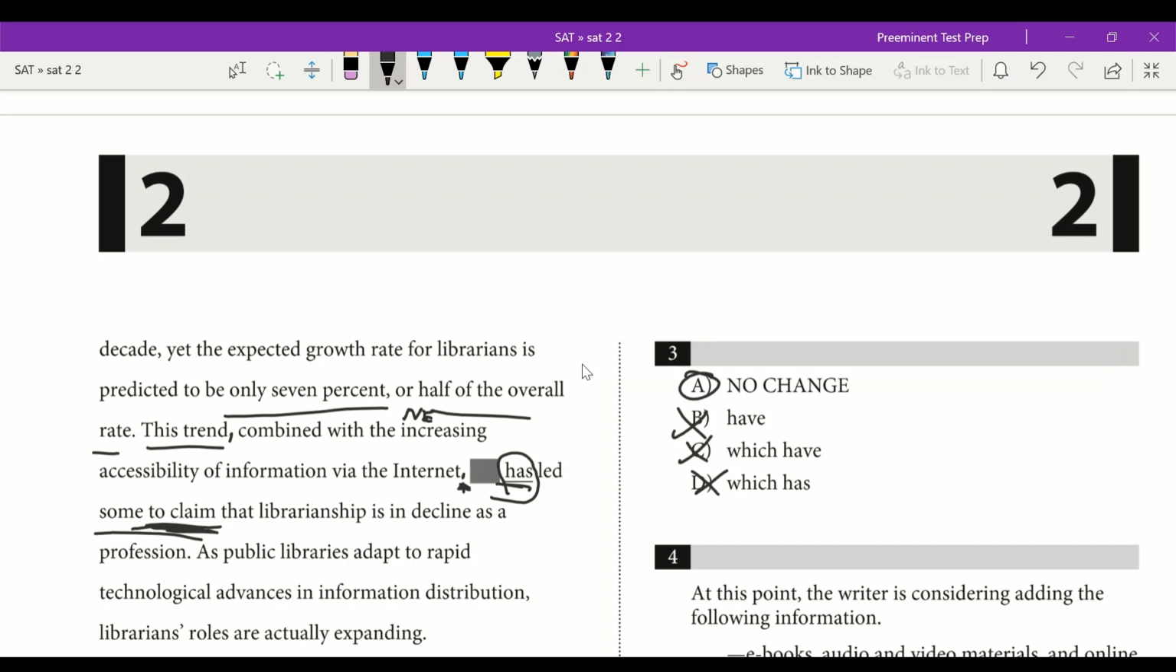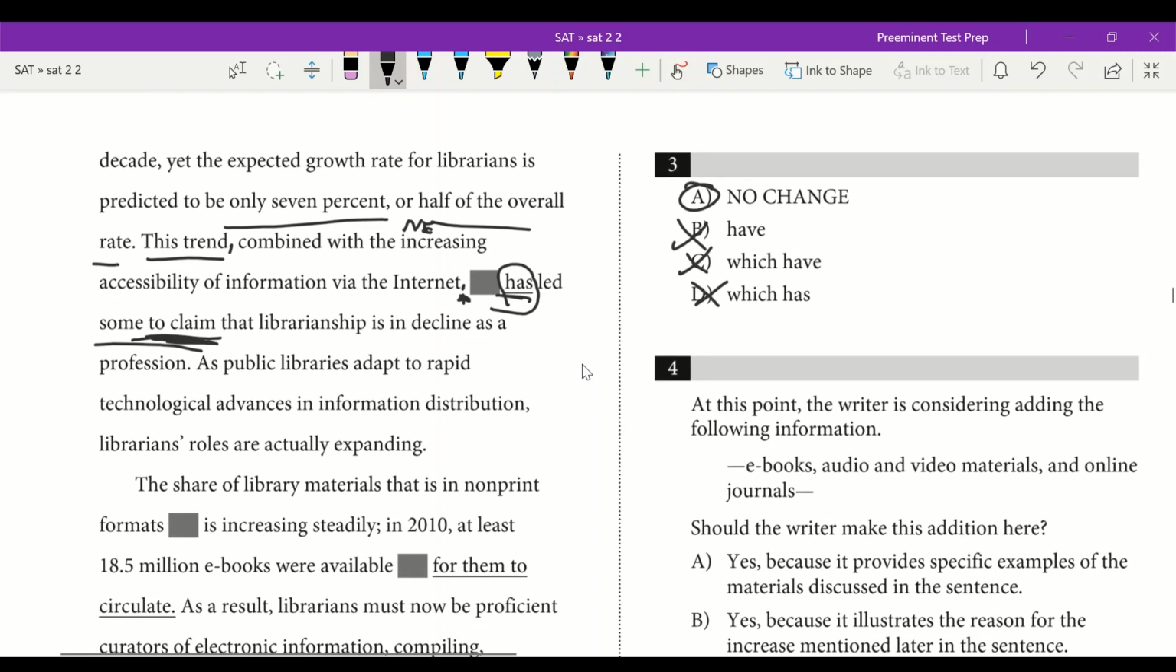All right, so now we move on. We have, as public libraries adapt to rapid technological advances in information distribution, librarians' roles are actually expanding. The share of library materials that is in non-print formats, and then we have our box here, so that's going to be: At this point, the writer is considering adding the following information. And then we have our dash, and then ebooks, audio and video materials, online journals, which we know are all examples of our non-print formats. And we're asked, should the writer make this addition here?